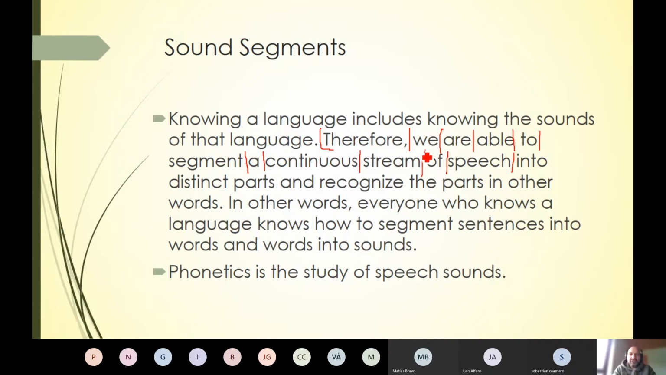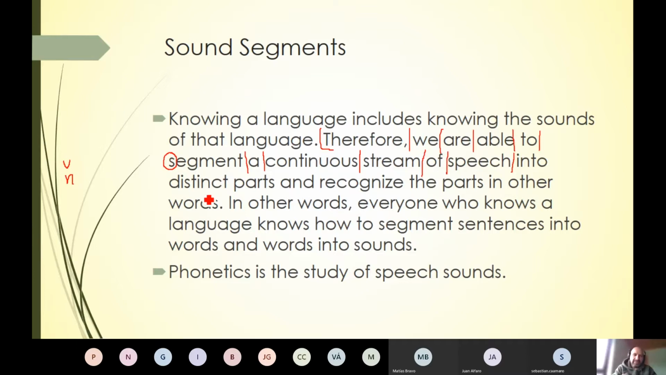So when we know a language, we're able to, for example, identify that in the word segment, segment, it's the verb, right? And segment is the noun, right? Segment is the action, to segment, to divide, right? And segment is the noun, like one segment or two segments.